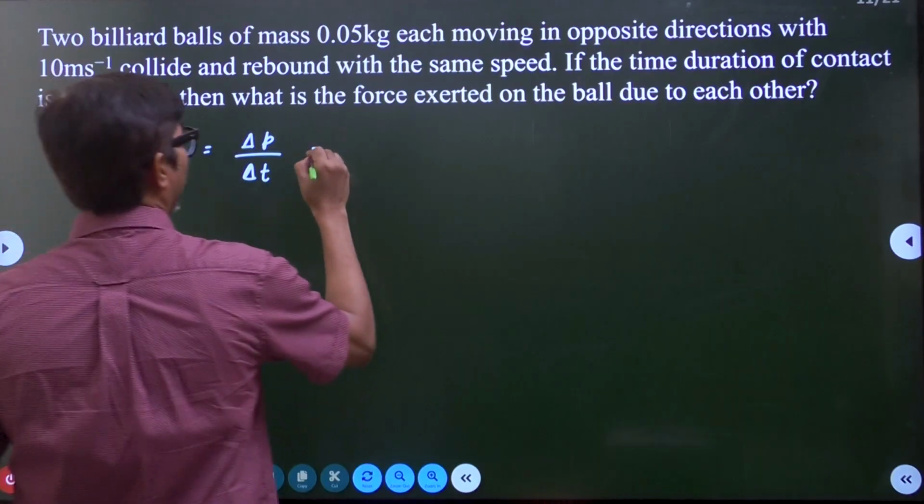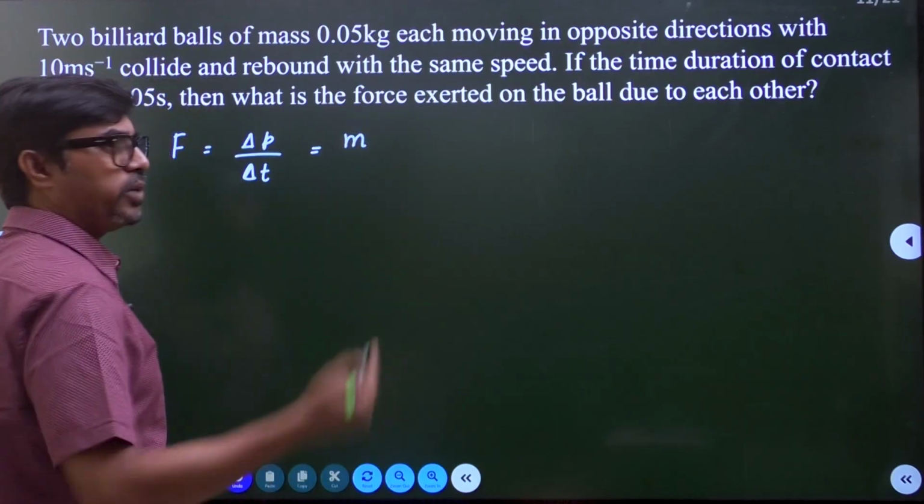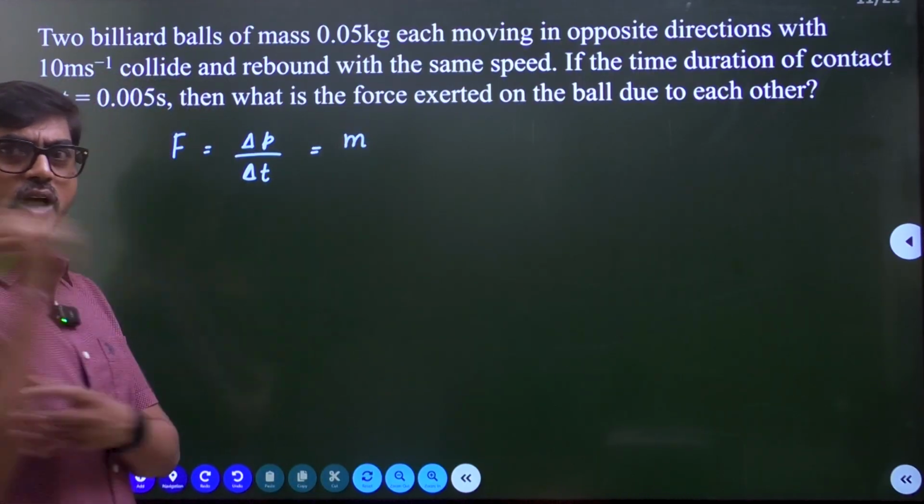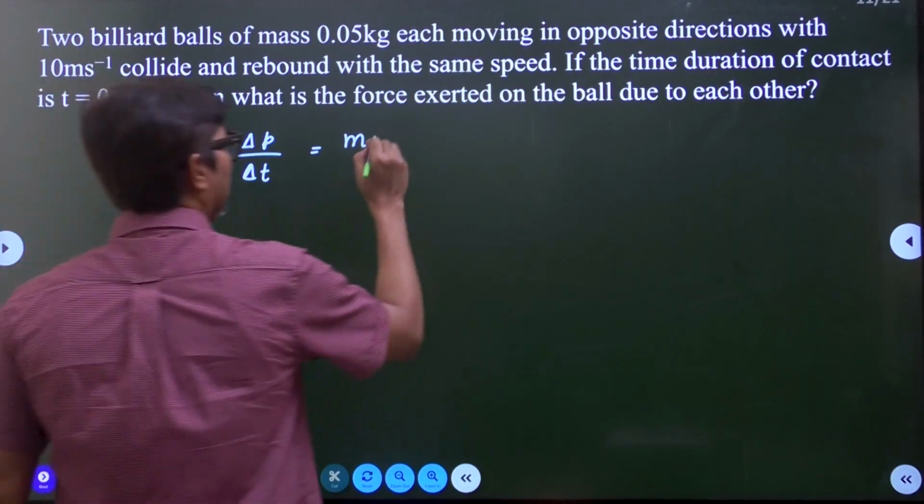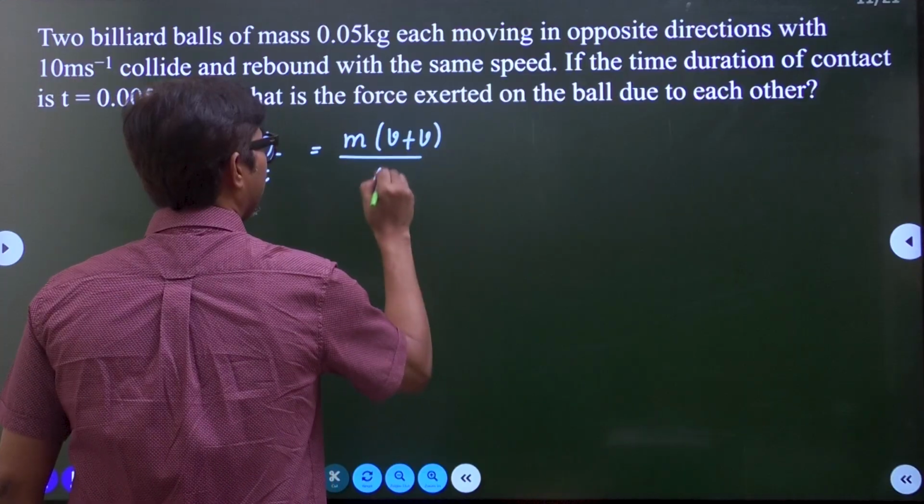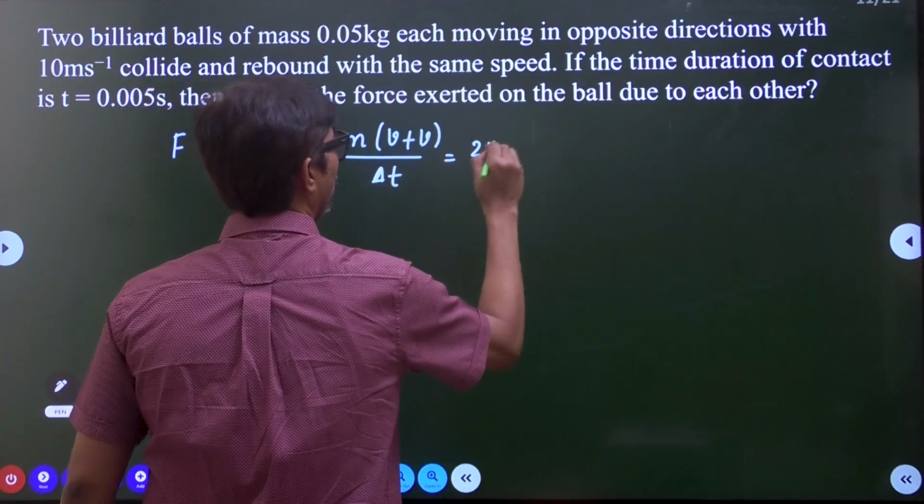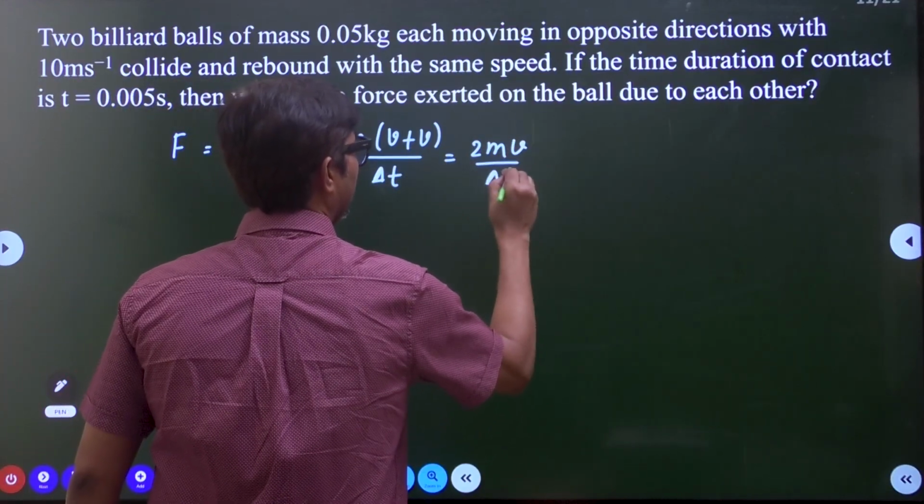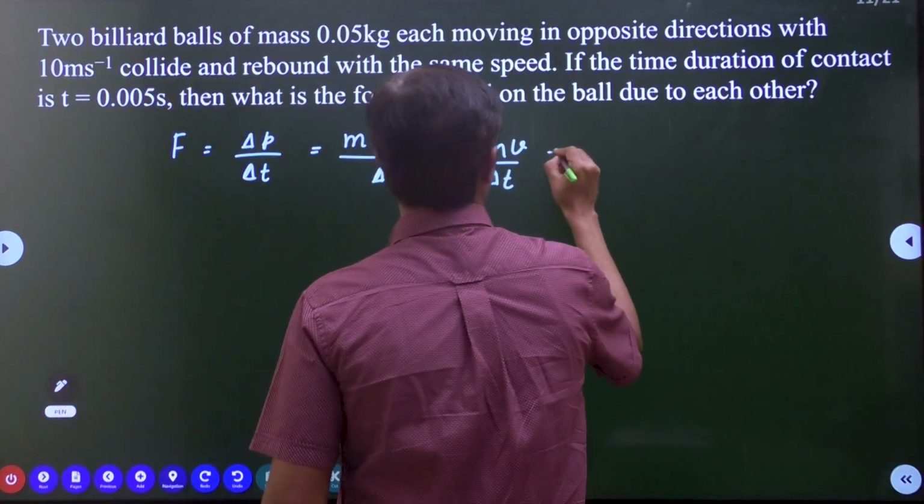All right. Now the particle, each one is coming with a speed v. After collision, it is going to go back with the same speed v. All right. So we have v minus of minus v divided by delta t. So this is going to be 2mv divided by delta t. Now we can substitute the values.